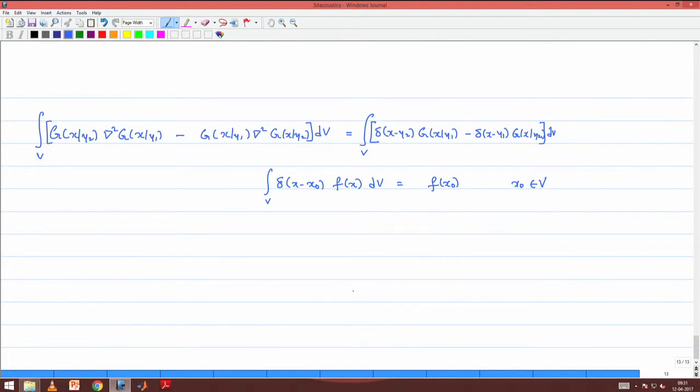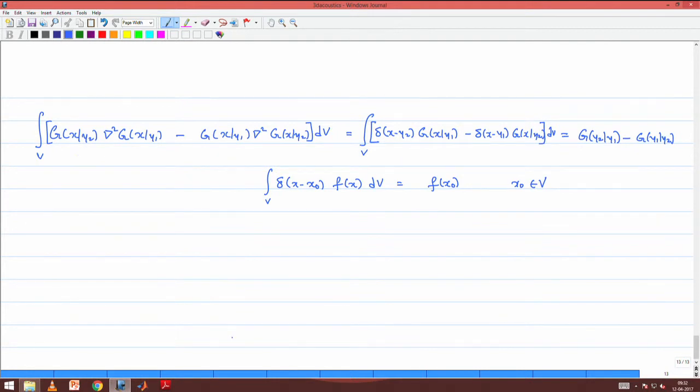So, using this result, for the right hand side of this equation we simply need to substitute in place of x the value of the shift in the delta function. So, that would read as g(y2, y1) minus g(y1, y2). So, that is what is there in the right hand side of this equation.